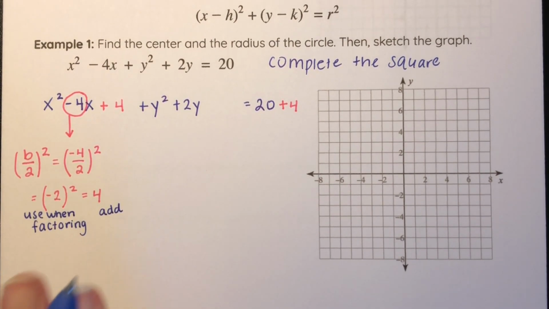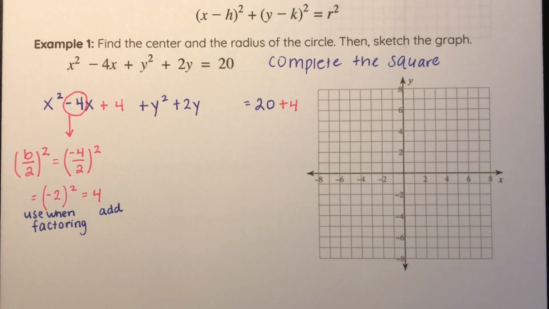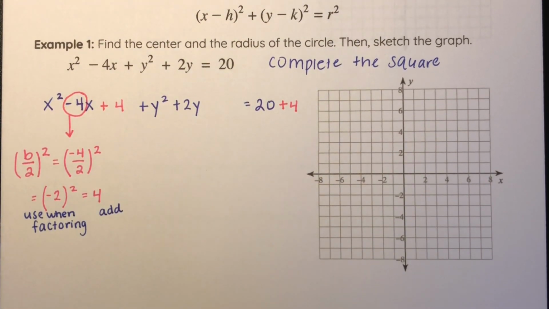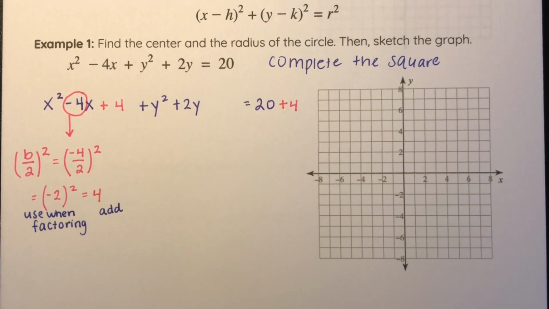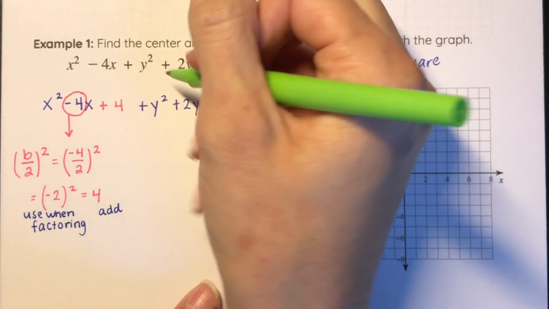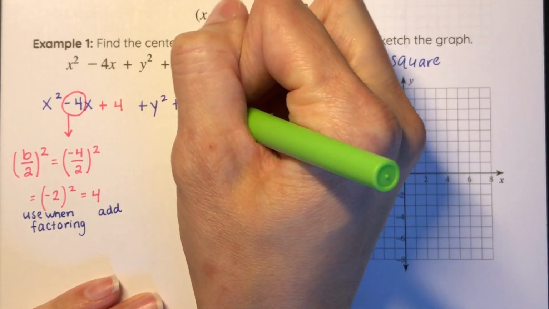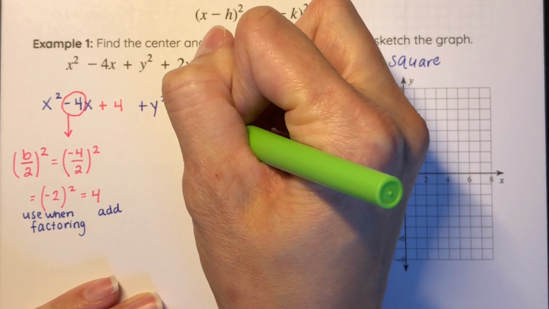So I'm going to leave that there. Now for my y terms, I have to do the same kind of thing, but with my y terms. So I find my b for y. So b would be +2.